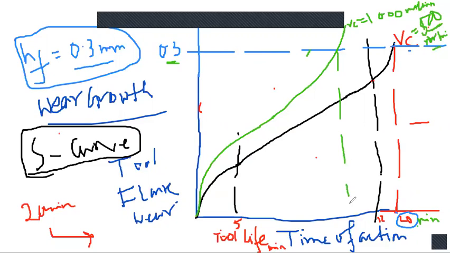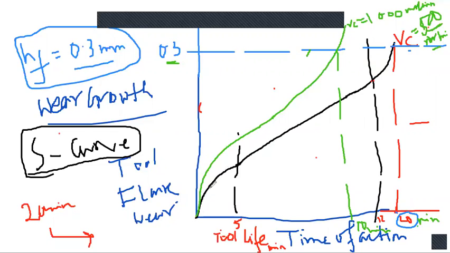This is suppose 10 minutes. The same tool used at more velocity, the life of the tool becomes 10 minutes. If we choose lower velocity, then the life of the tool is more. This is for the same tool. I am telling you, for the same tool.